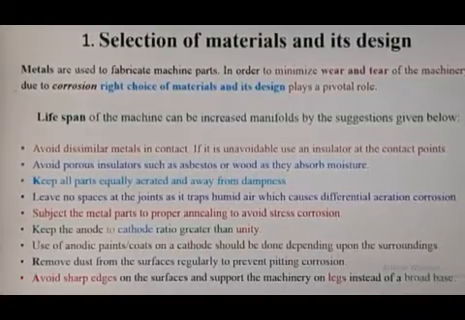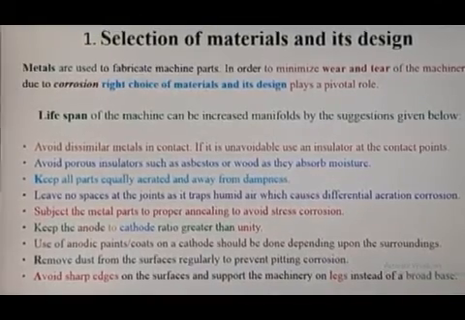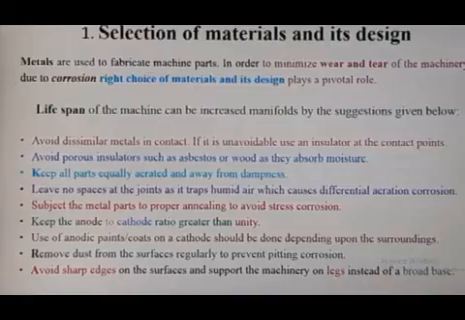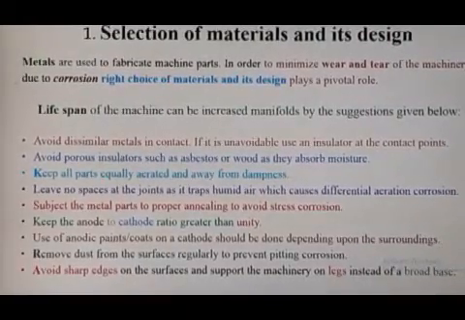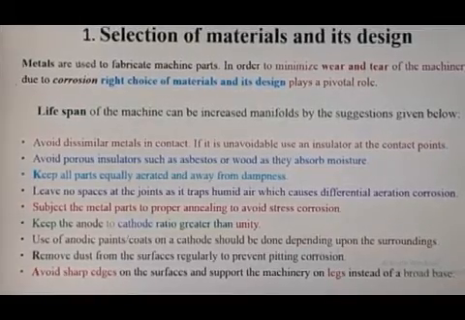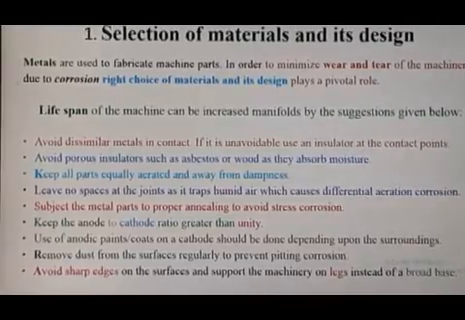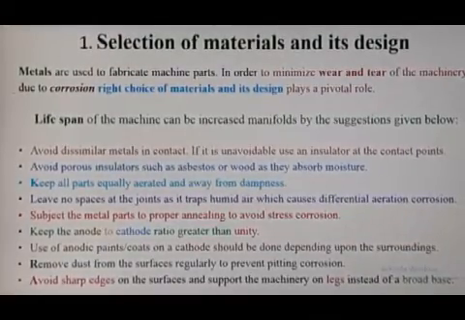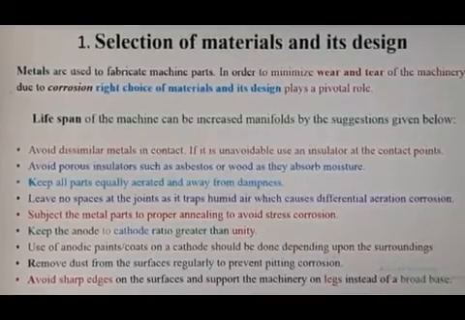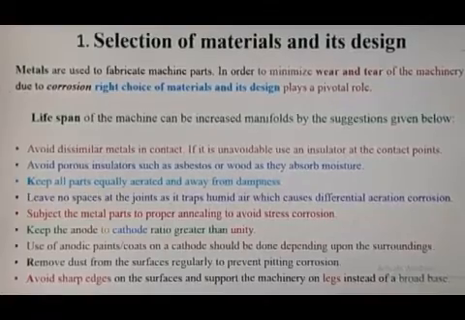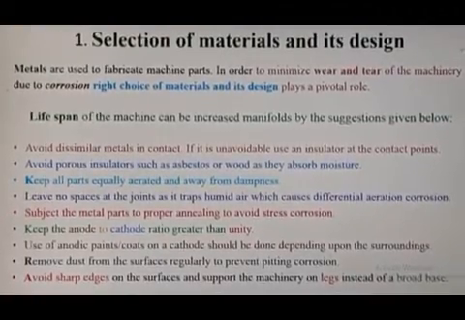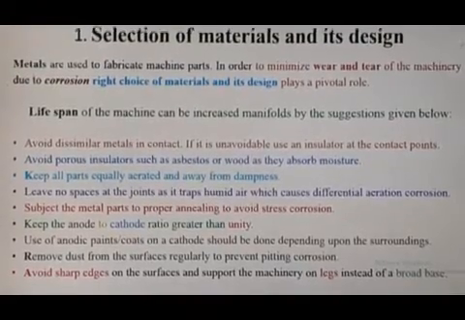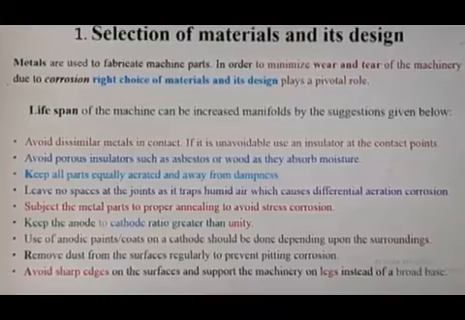But if we are using insulators between the dissimilar metals, then the insulators should not be porous, such as asbestos or wood, which are very porous and absorb moisture. In such a case, the corrosion becomes very intense. Also, all the parts of the machinery should be equally aerated and should be kept away from dampness. There should not be any spaces near the joints, because these spaces or voids will trap humid air, leading to differential aeration corrosion. All the metal parts used in the machinery should be subjected to proper annealing to avoid stress corrosion.